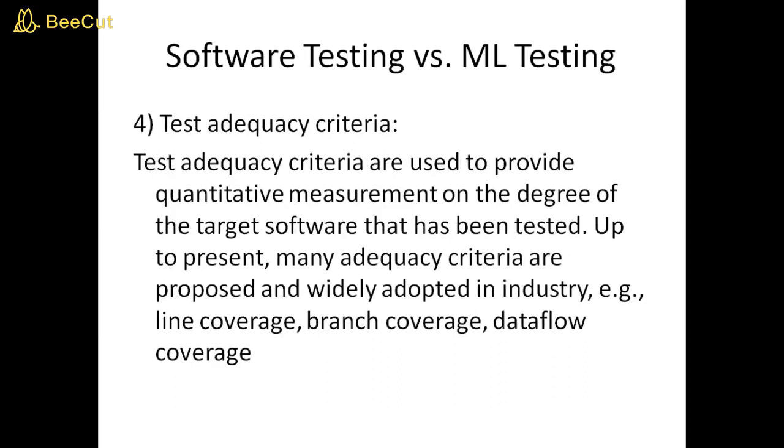Four: test adequacy criteria. Test adequacy criteria are used to provide quantitative measurement on the degree of the target software that has been tested. Up to present, many adequacy criteria have been proposed and widely adopted in industry, e.g., line coverage, branch coverage, data flow coverage.